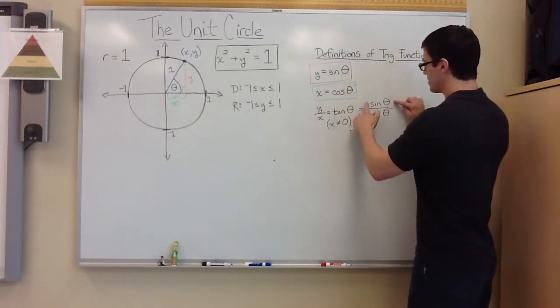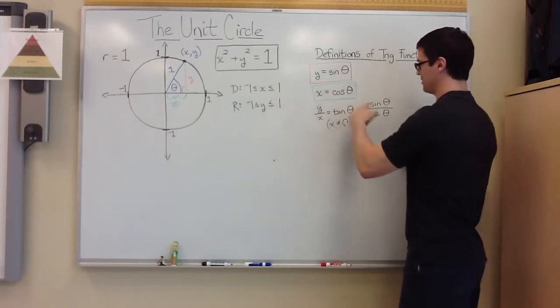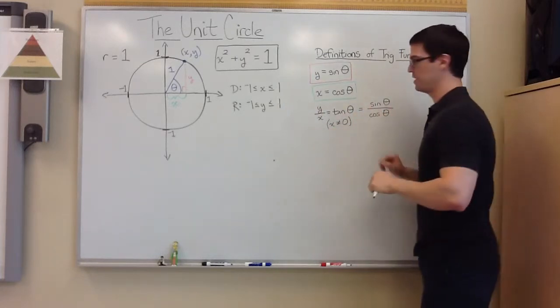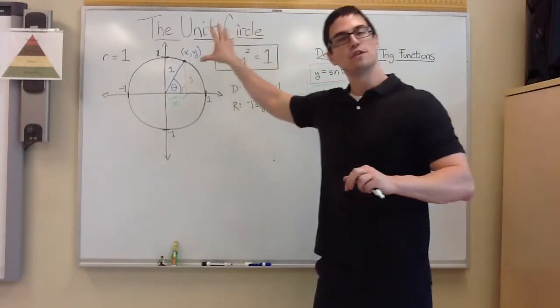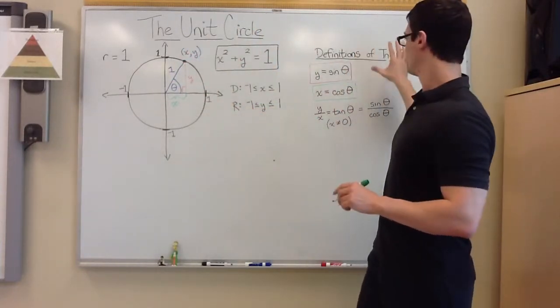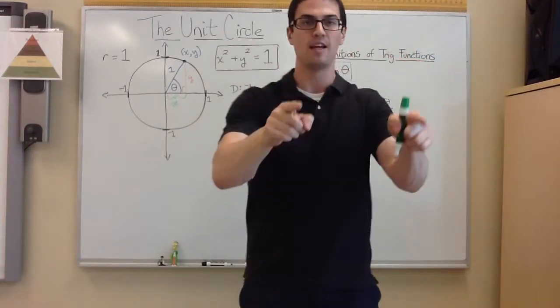Now, what I did over here is I wrote sine theta over cosine theta. That's because y is equal to sine theta, x is equal to cosine theta. So I just kind of substituted them in. We're going to go over that trig property a little bit later. So that is how you use the unit circle to define the basic trig functions, okay? We're going to do more on this later. If you have any questions, let me know.